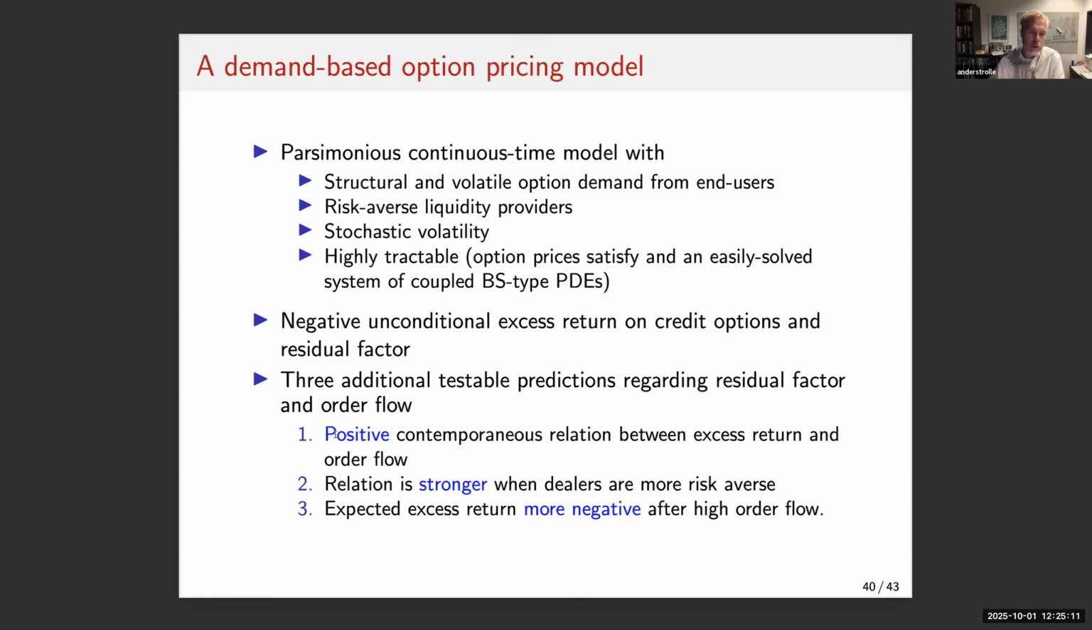The first one is that there's a positive contemporaneous relation between the excess return and order flow. This relation is stronger when dealers are more risk averse, and the expected excess return is more negative after high order flow. So basically we have end users, they're structurally buyers of options. Sometimes they buy more options. Dealers are then selling more. Volume is high. Dealers increase prices. So we have a contemporaneous increase in prices and therefore positive return. But then subsequently options are even more expensive. So the expected excess return going forward is more negative.